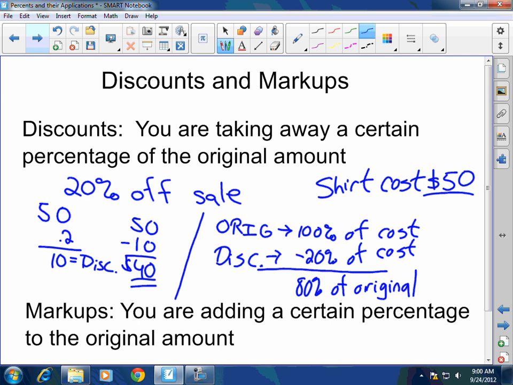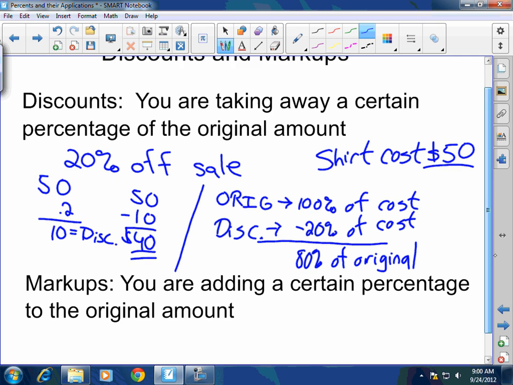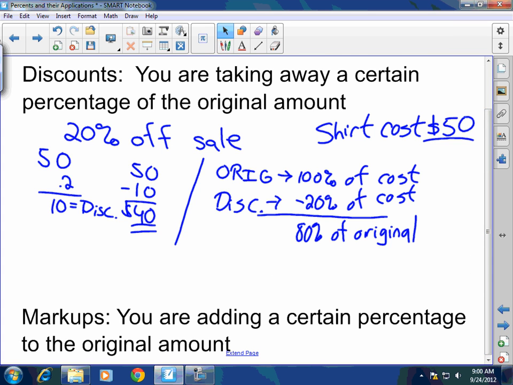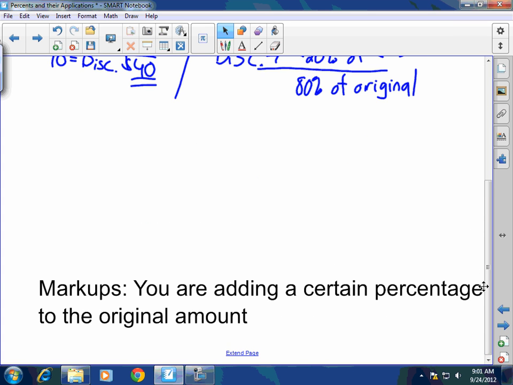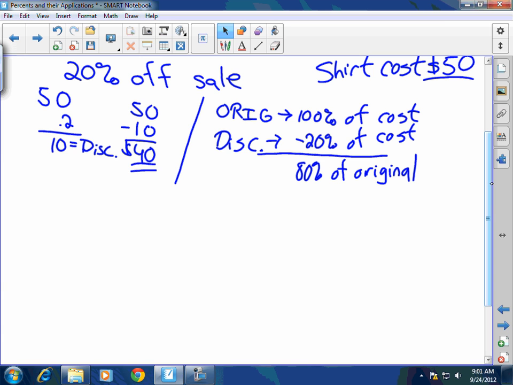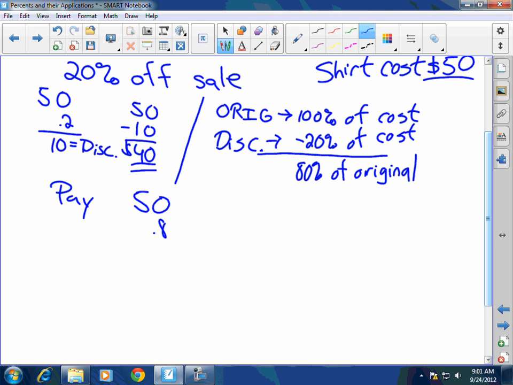So it would be a lot easier to do it as such. Let me just move this down. I'll go back up now in a second. So it's way easier for me to say, okay, it's a $50 shirt. I got 20% off. All right. I'm going to pay 80% of the original, which is decimal one to the right. Boom. In one step, you get your answer. Do you guys see the difference between both methods?